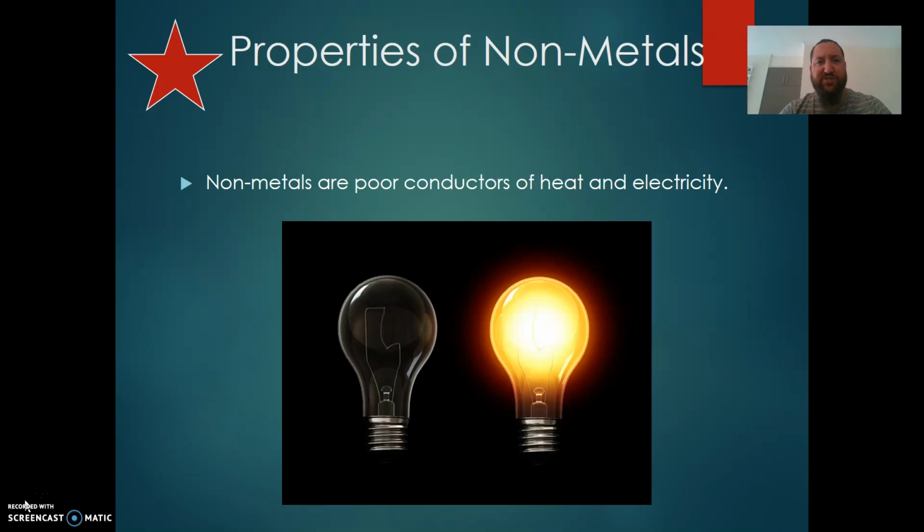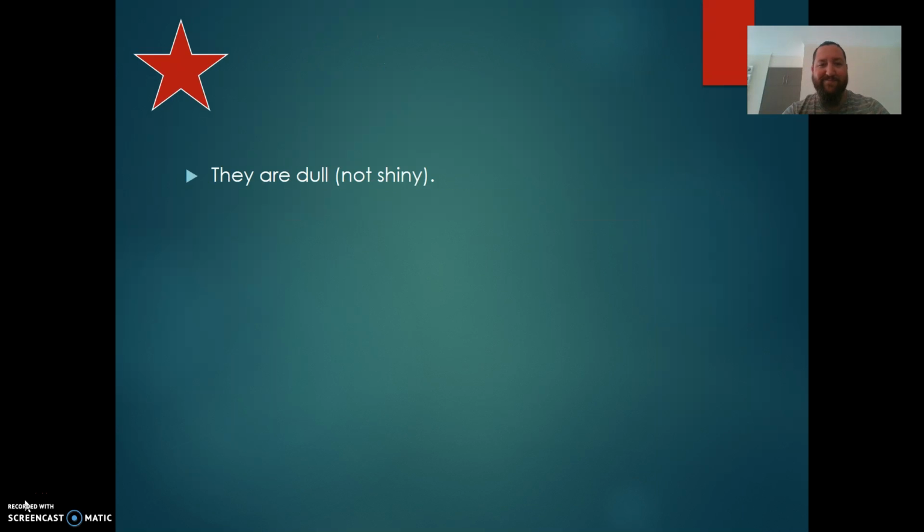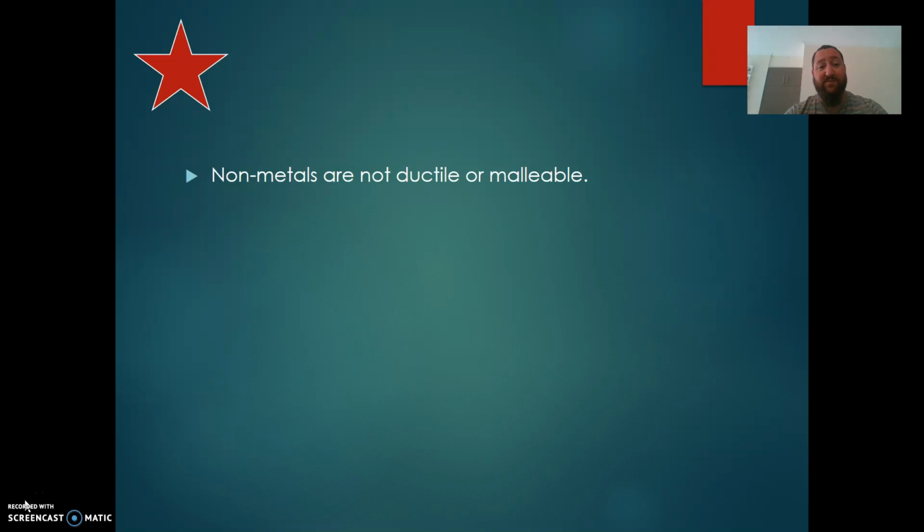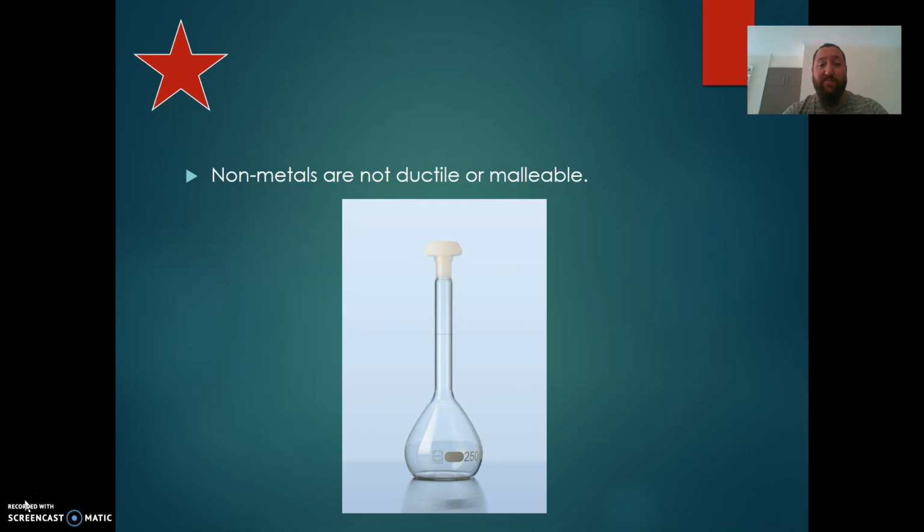It's hard to show something that's not conducting electricity, so here's a light bulb that's not turned on. Metals are shiny. Non-metals are not. They're dull. Non-metals are not ductile or malleable. Now, sometimes that's because they are gases, and so it's hard to stretch or bend a gas.